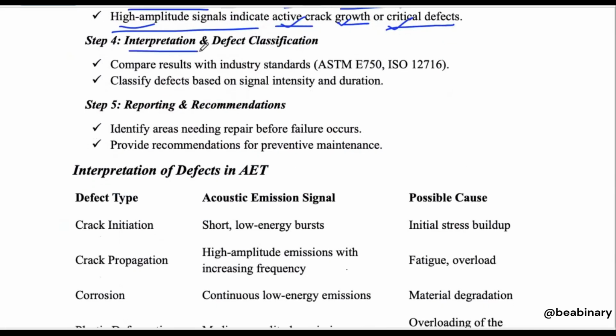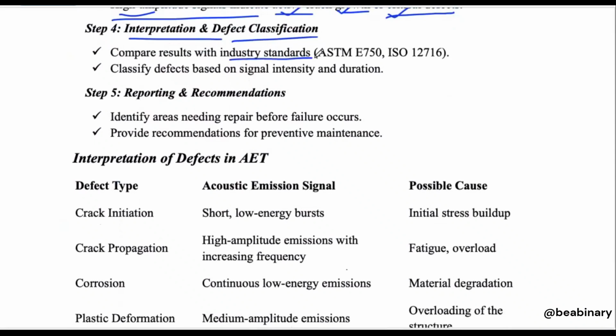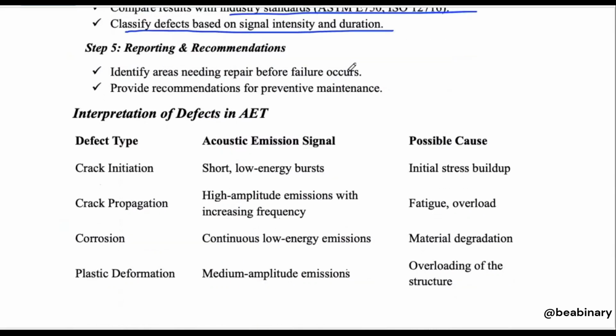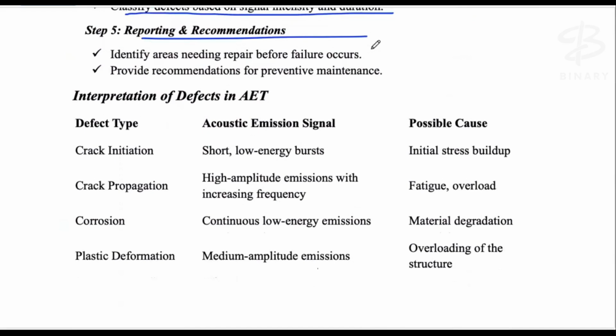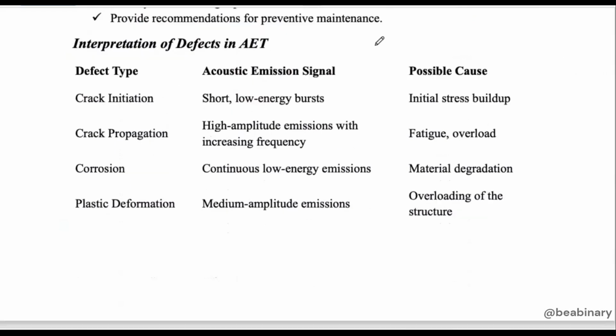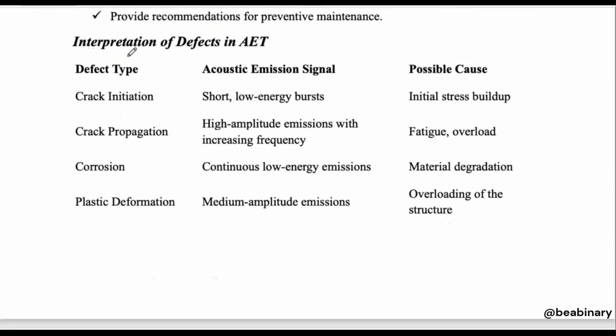Interpretation and defect classification: compare the results with industry standards, and then classify the defects based on the signal intensity and duration. Reporting and documentation: you have to make documentation of your analysis, what you have got, what kind of defect is there, what the size is, and where it is located. We must document all that so that we can send it to quality control, where they can take corrective actions.